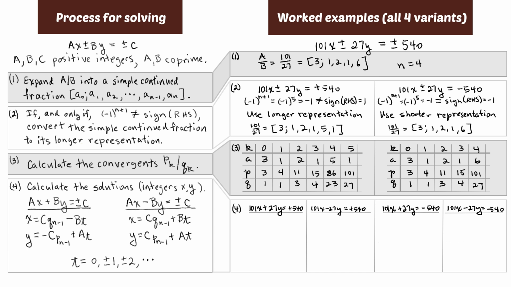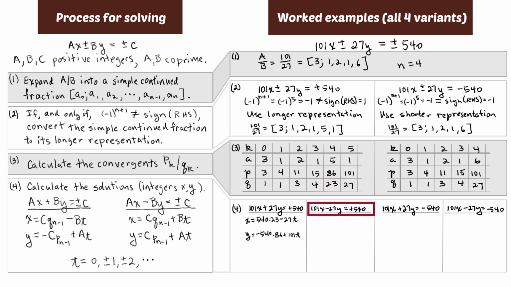What's left now is a matter of making sure you use the correct expression for x or y and finding the right values to substitute in. For this one, we use this equation for x and these convergents. We have c, which is 540, times q sub n minus 1, which is 23, minus b times t. b is 27, so it's 27t, and t is a set of all integers. Now we use this equation for y in the same convergents. We have negative c times p sub n minus 1, so that is negative 540 times 86, plus a times t. That's 101 times t.